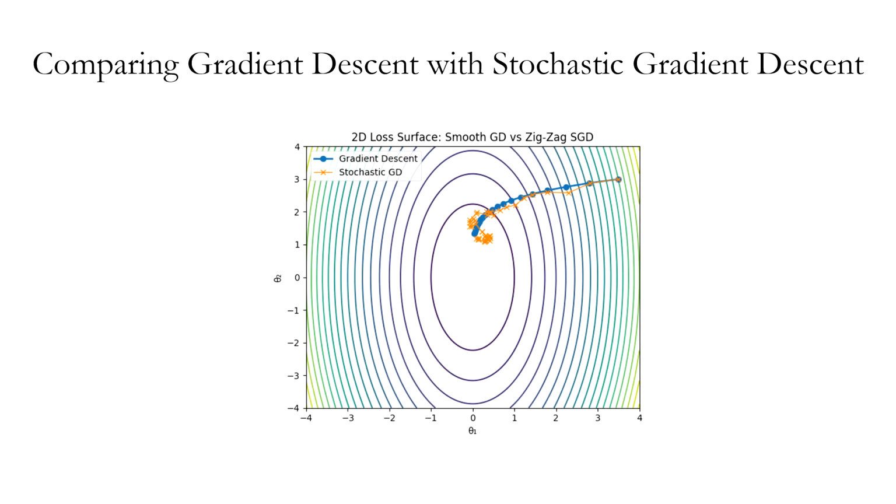This is a visualization comparing gradient descent with stochastic gradient descent. You could see that gradient descent is a lot smoother. And in the orange, the stochastic gradient descent convergence is pretty rocky.